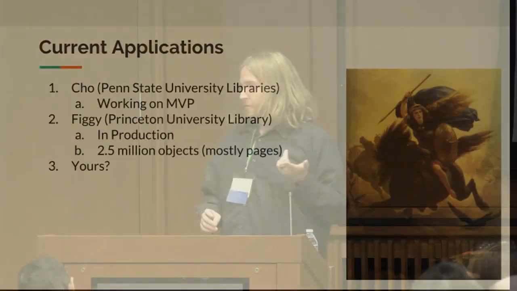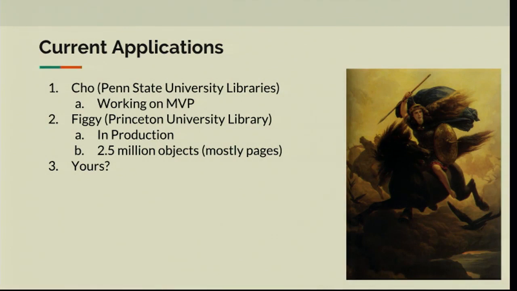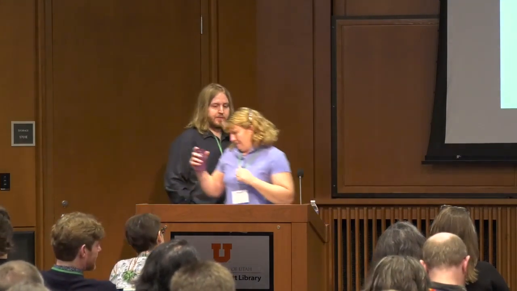This is usually the part where somebody says, that looks great, but who's actually doing it? So we have two. We have CHO. Do you want to give a quick summary of CHO? Sure. So CHO is our cultural heritage object repository. It's a ContentDM replacement. We are currently working on it, so it is not in production, but we are on MVP 4, I believe. Is that correct, Adam? All right. And we've been actively using Valkyrie and have been enjoying it.